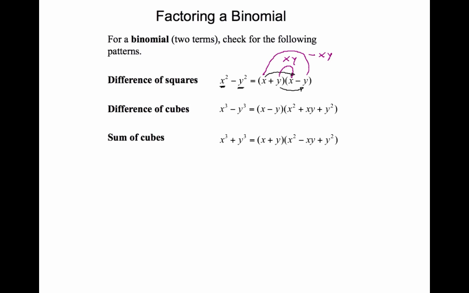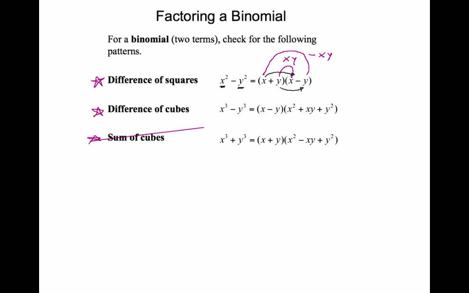This is one of the formulas that you need to remember. Difference of squares would be x plus y times x minus y. Now x and y could be expressions. It doesn't have to be a single number or term. We're going to look at those as well. The second one is difference of cubes or sum of cubes.